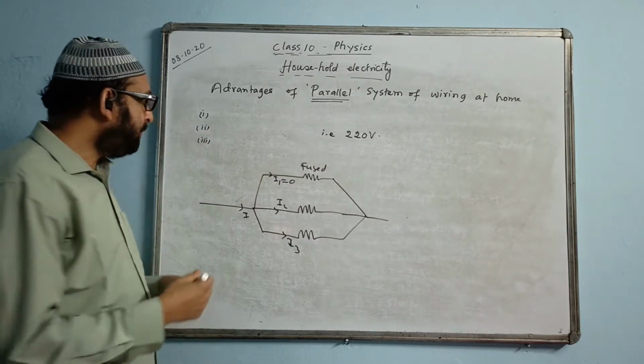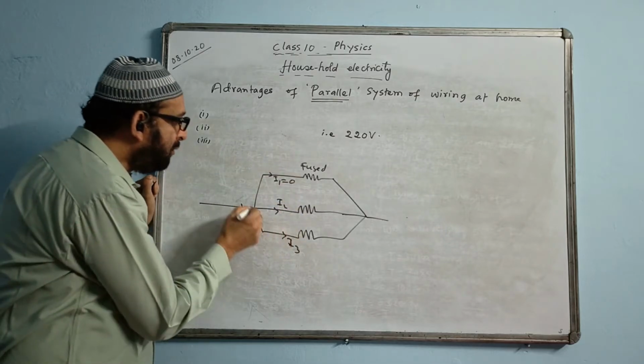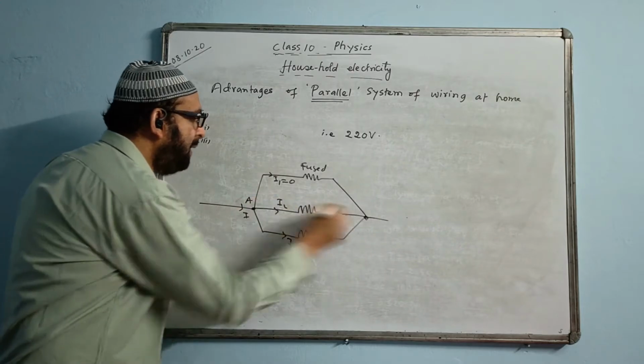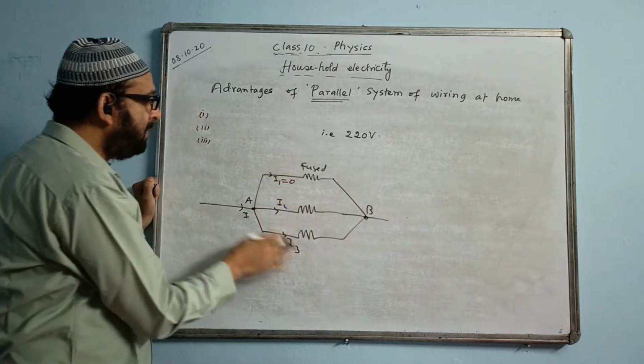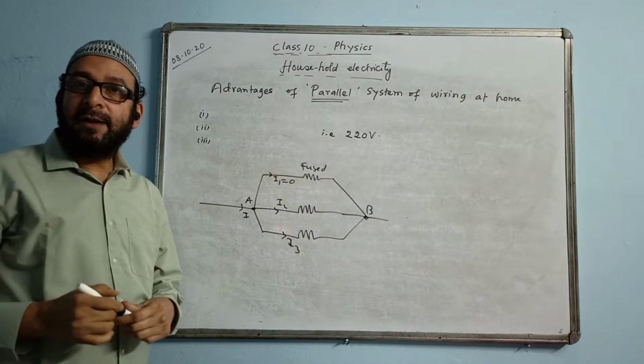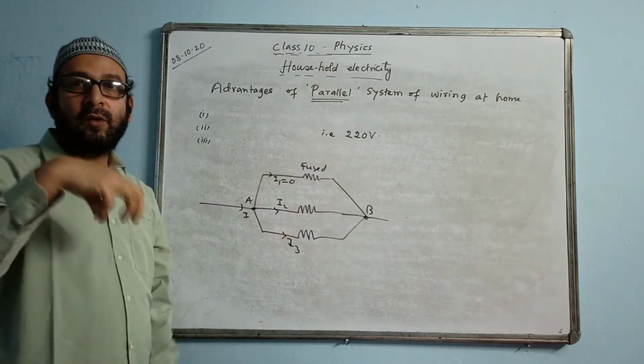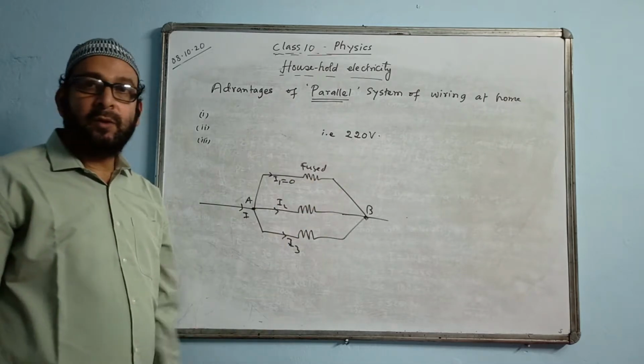Second point, all the appliances run at a common voltage. Voltage is decided by the ends between which they are connected. So this is the end A, this is the end B. So each appliance has the same voltage, or runs at the same voltage. That is the common voltage. And what is the common voltage for household supply? 220 volts.